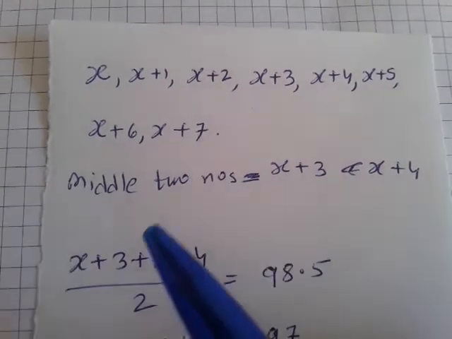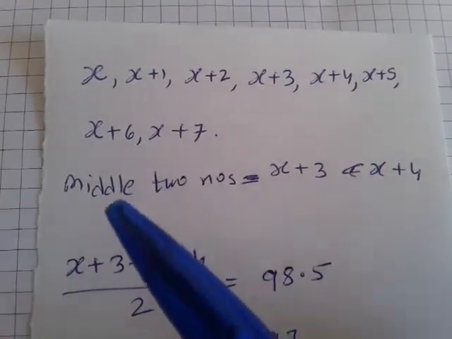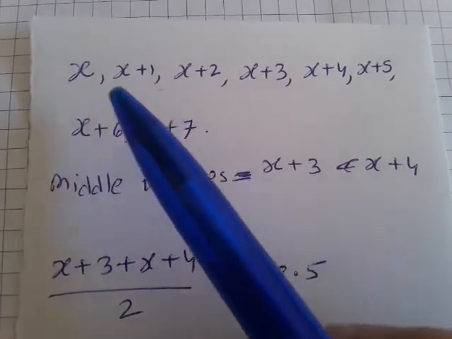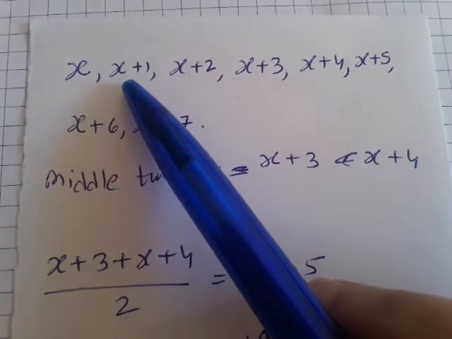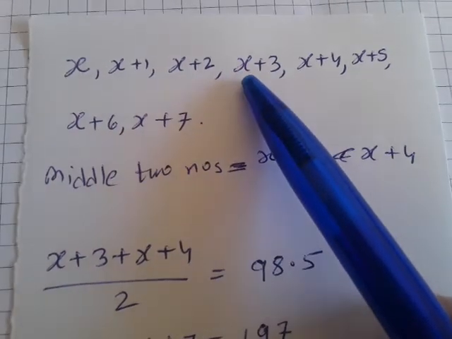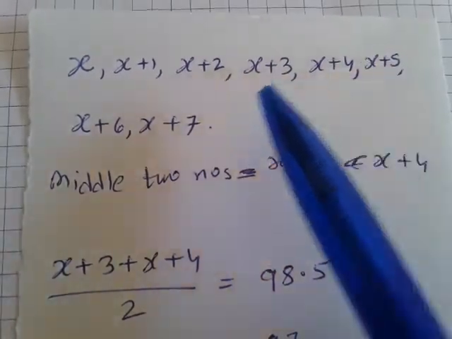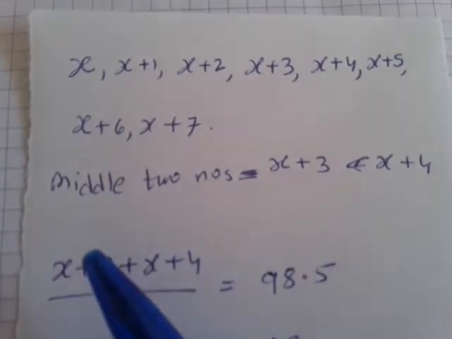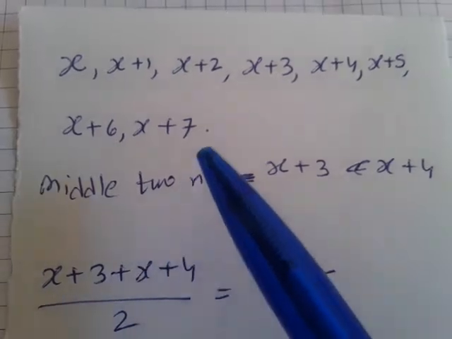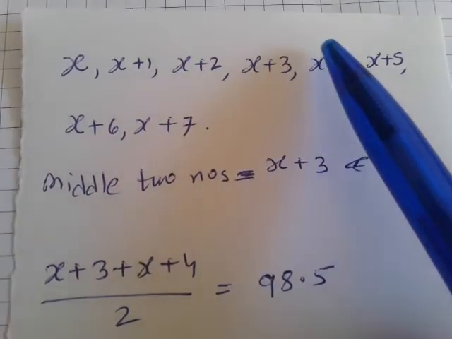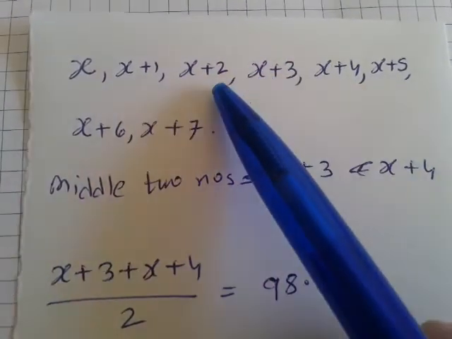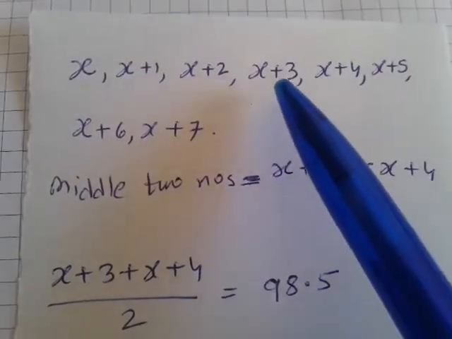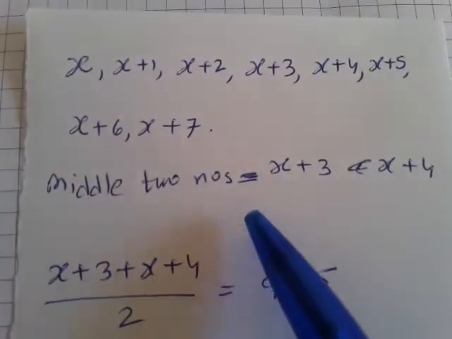Now let's learn the school method. In school we have learned this manner. If there are 8 consecutive numbers, then we start with x. x, x plus 1, x plus 2, x plus 3, x plus 4, x plus 5, x plus 6 and x plus 7. These will be 8 consecutive numbers. The middle two numbers will be x plus 3 and x plus 4. 3 on this side, 3 after this. And the middle two numbers will be x plus 3 and x plus 4.